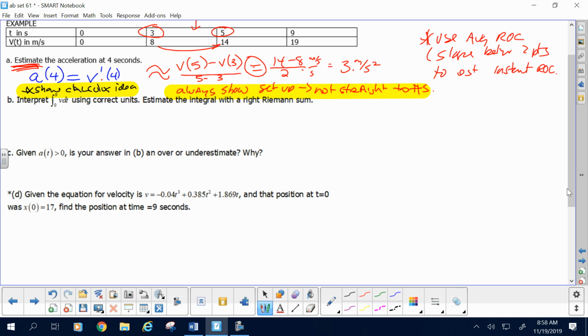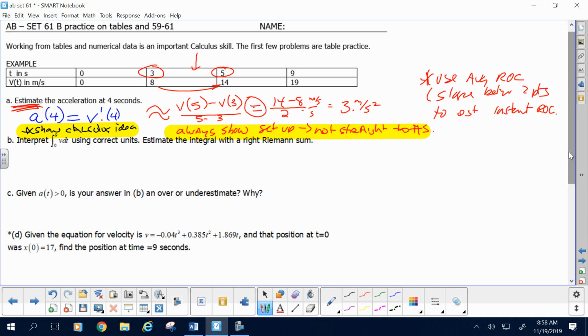There are at least 5 different estimation methods. There's left hand, right hand, midpoint, Simpson's rule, trapezoids. There are all these different ways to estimate an integral, all of which we'll talk about this year. But right now, you know rectangles. Left hand, right hand, and midpoint.